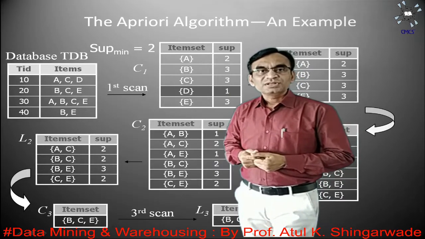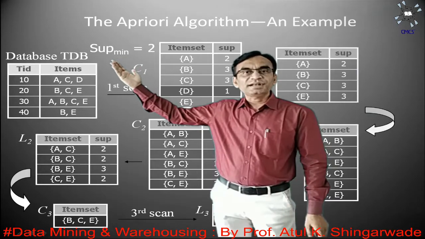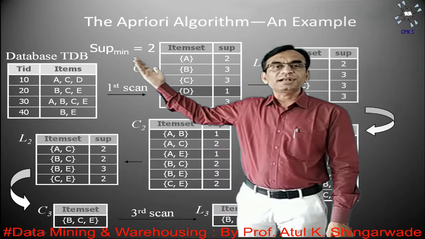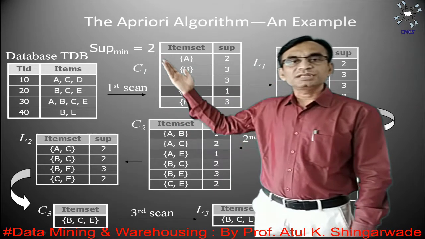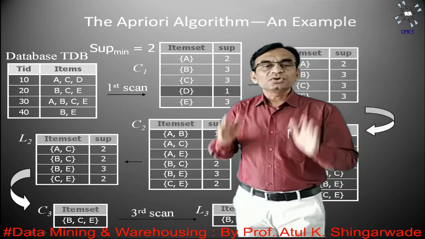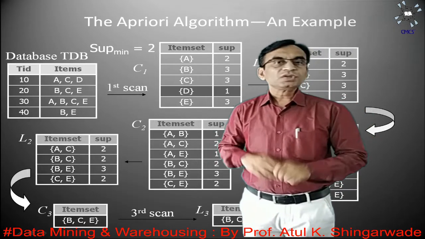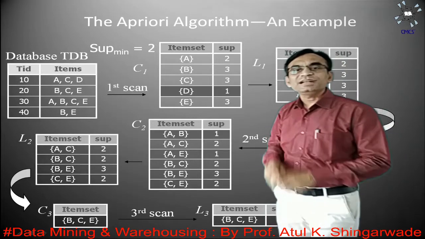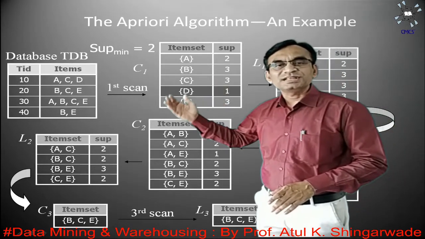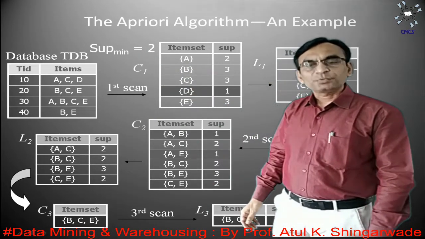That can be given by specifying the minimum support criteria value, and this minimum support value is given as 2 here. So to say a particular item is frequent, it should appear at least 2 or more than 2 times inside the database. This is the concept behind minimum support.